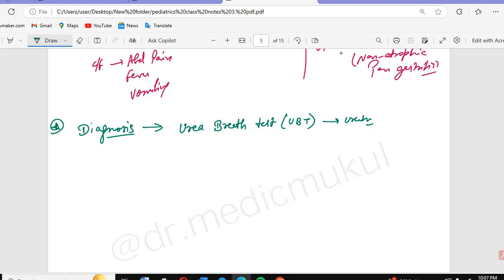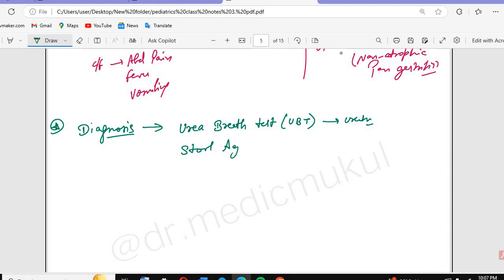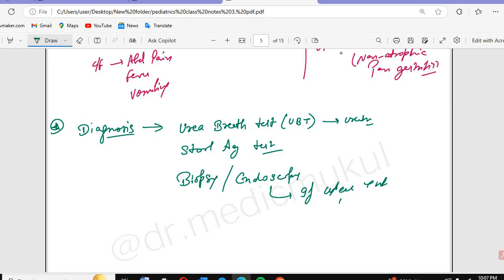Wait a second. That is the stool antigen test. You can also go for the serology as well, and for the invasive you can go for the biopsy, or you can also go for the endoscopy. If you are going for an endoscopy and an ulcer is present, then we will go for H pylori testing, and in the H pylori testing, if it is positive, then we will go for the treatment.